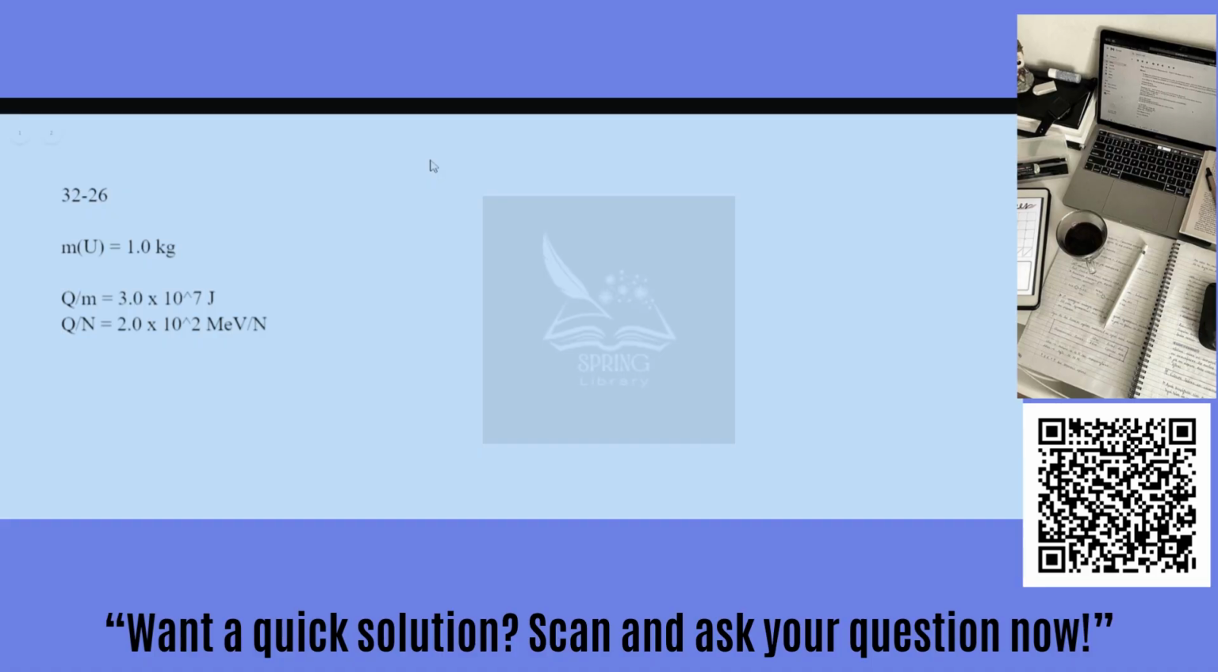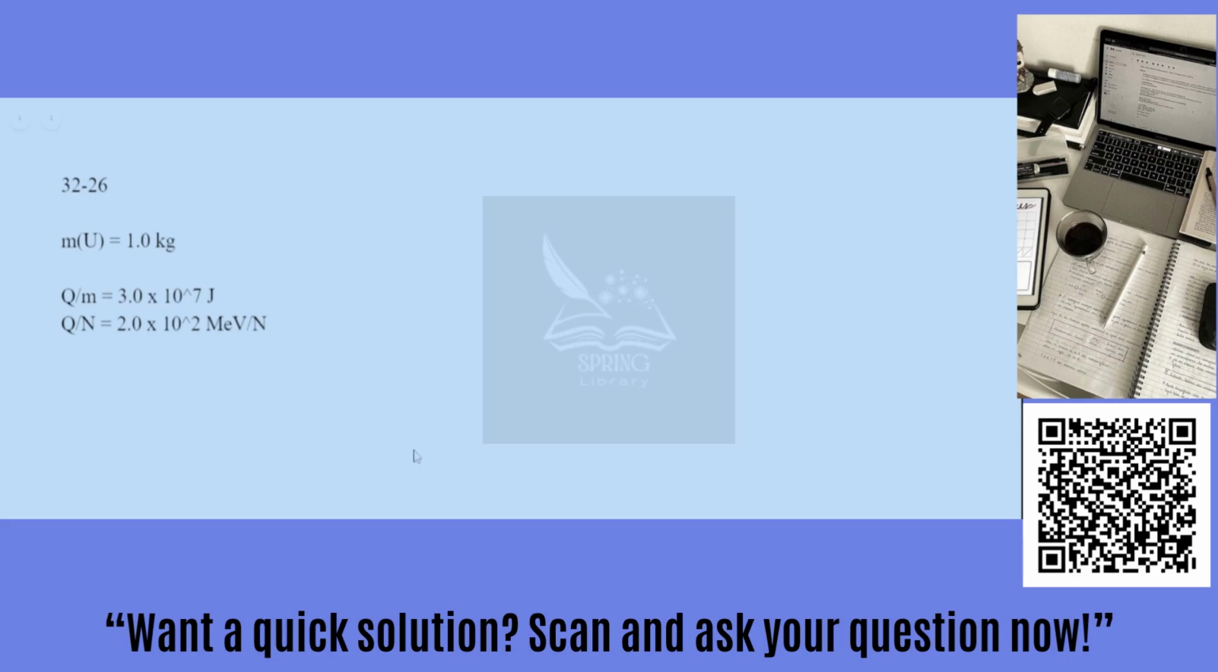All right, question 26 states, when 1 kilogram of coal is burned, approximately 3.0 times 10 to the 7 joules of energy is released. If the energy released during each fission of uranium-235 is 2.0 times 10 to the 2 MeV, again, per fission, so I'm calling that Q over N, or per number of decays, whichever you choose. The question does ask, how many kilograms of coal must be burned to produce the same energy as 1 kilogram of uranium-235? Okay, so we're told a couple of things here.